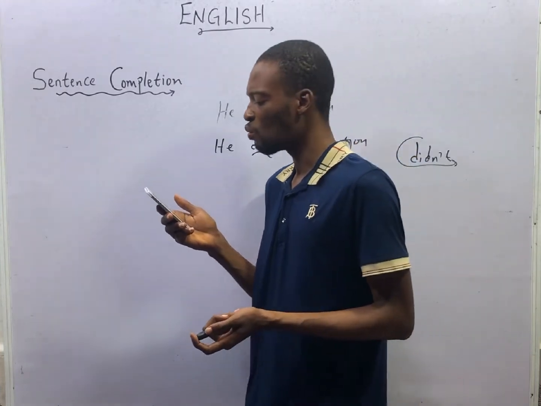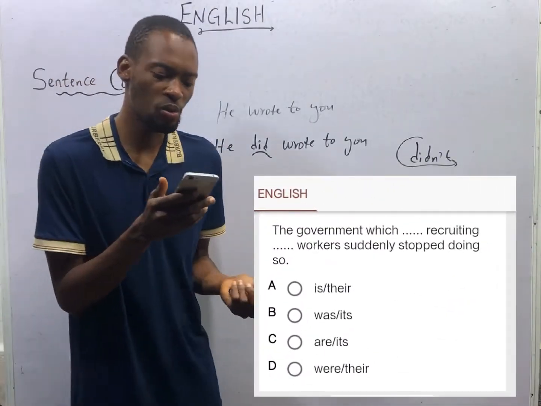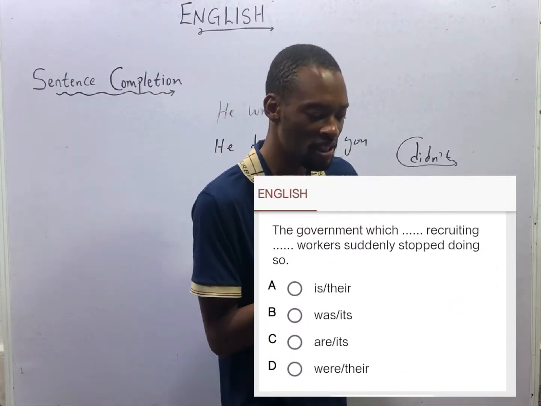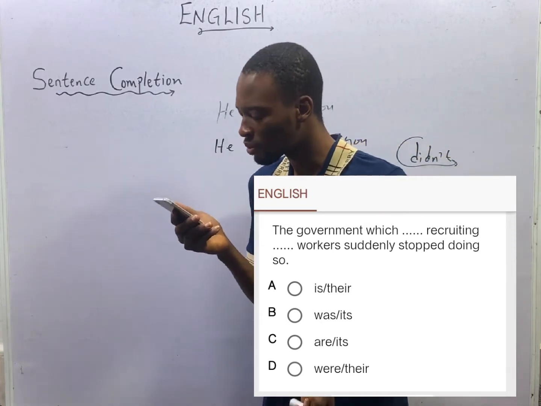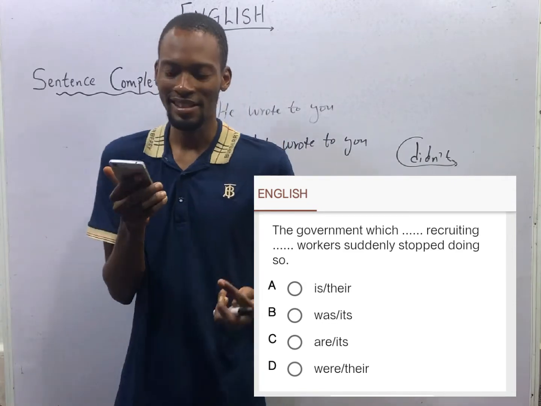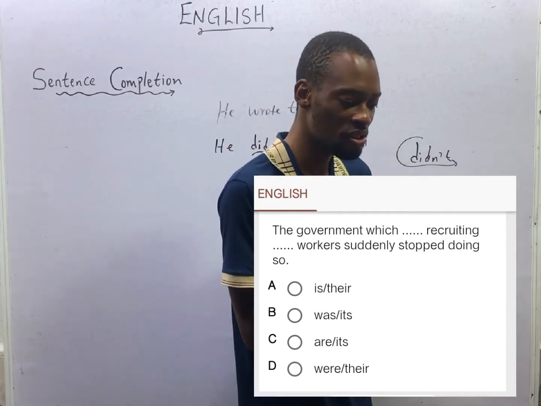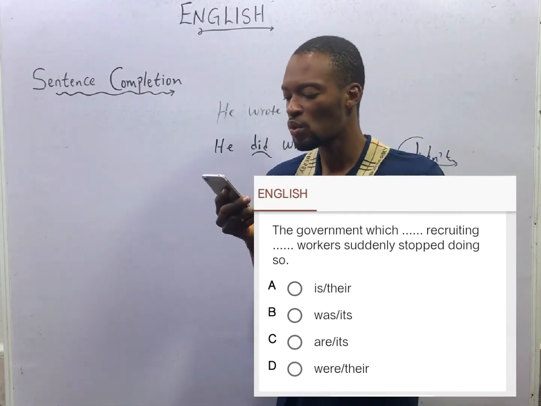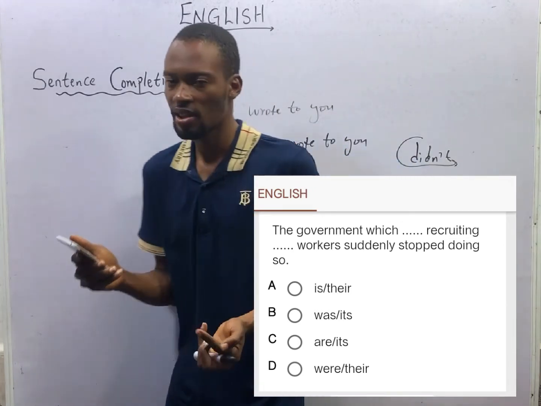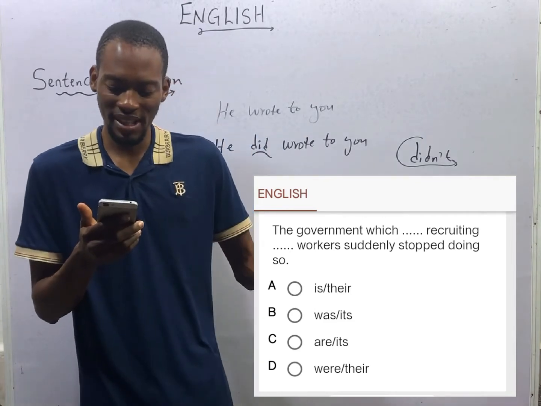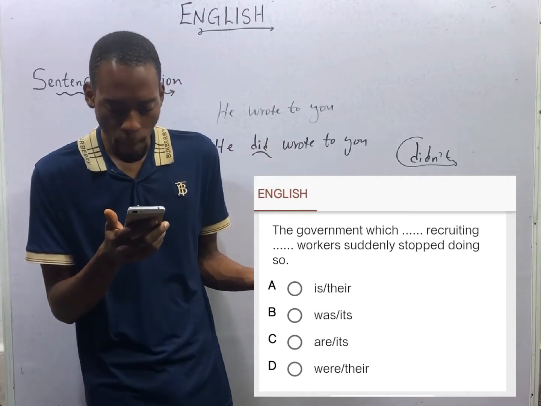The government, which dash recruiting dash workers, suddenly stopped doing so. A, the government, which is recruiting their workers, suddenly stopped doing so. B, the government, which was recruiting its workers, suddenly stopped doing so. C, the government, which are recruiting its workers, suddenly stopped doing so. And D, the government, which were recruiting their workers, suddenly stopped doing so.